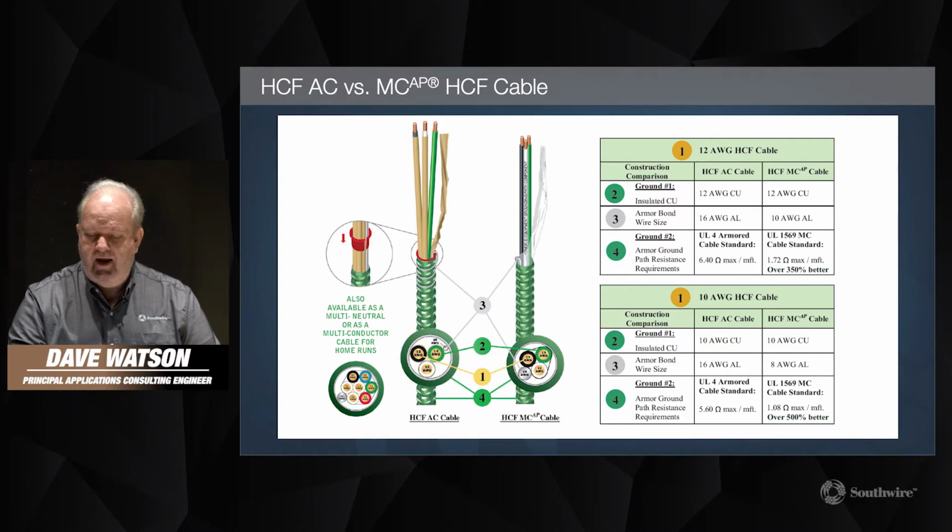The tables on the right show you how much better the grounding is when you compare the HCF MCAP product to the older HCF AC cable. So for 12 gauge products, you'll see that the grounding of the HCF MCAP cable is over 350% better than that of the AC version. And likewise on the 10 gauge cable, you're going to see over 500% improvement in grounding.